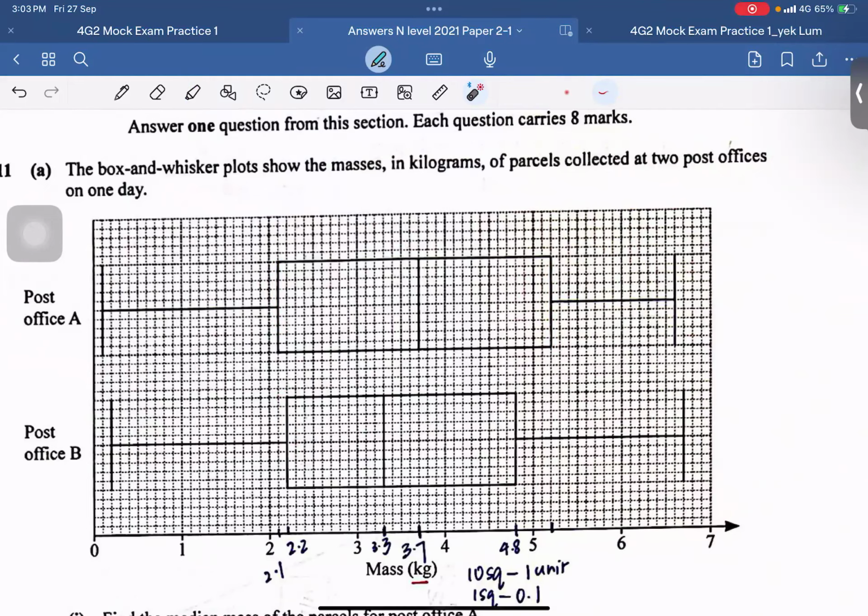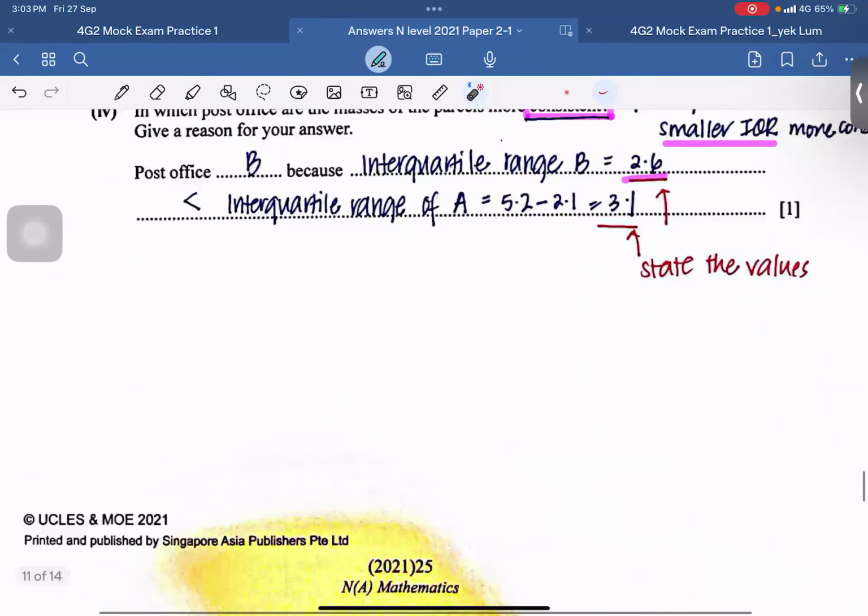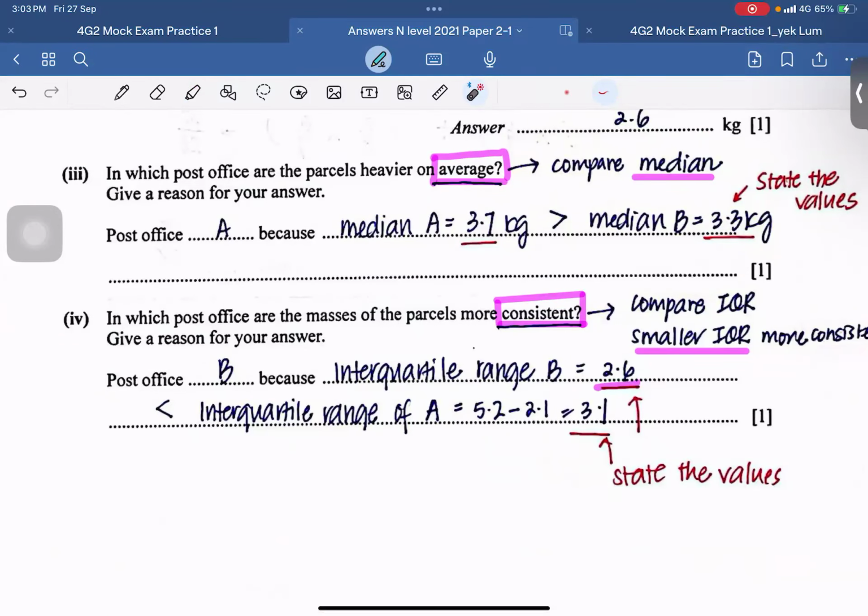Here. So in this case, we have this part of the answer. To compare consistency, we use the interquartile range.